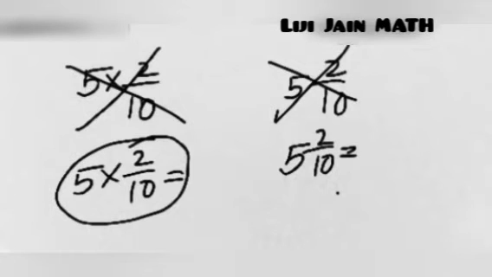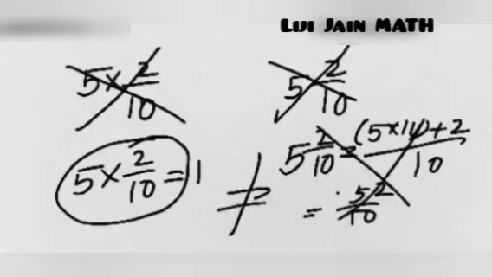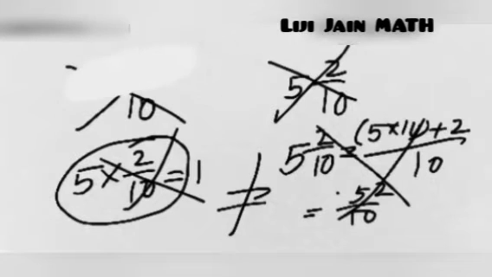And what is the formula? Whole number into denominator plus numerator, whole divided by denominator. What is the answer? 5 into 10, 50, 52 by 10. Whereas here, what is the answer? 1 is the answer. Are they same? No, they are not at all same. Entirely different. That means 5 into 2 by 10 and 5 2 by 10 are entirely different.